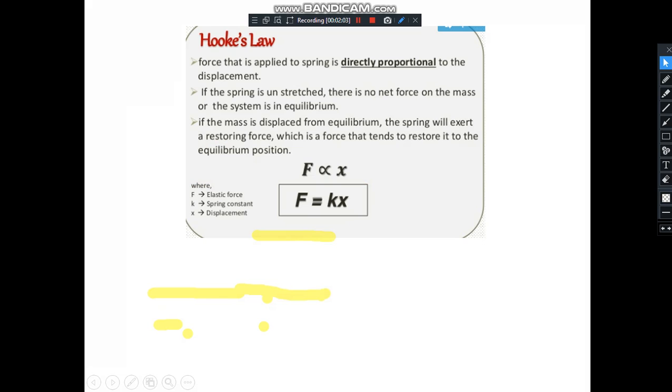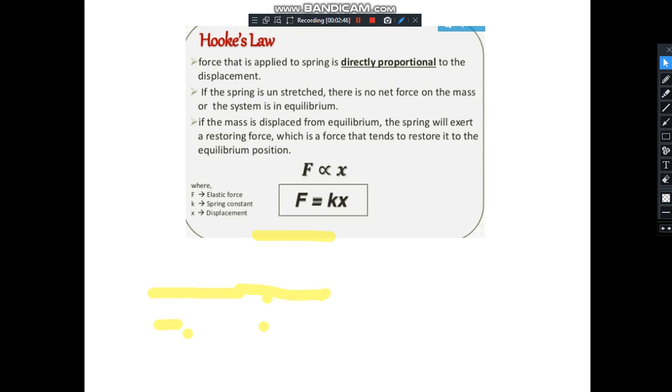Hooke's law. Hooke's law also helps us to understand the motion produced in a spring attached to a mass. The force applied to a spring is directly proportional to the displacement. Means as we apply the force on a spring, displacement is produced in the spring. If the spring is unstressed, there is no net force on the mass, or the system is in equilibrium. If the mass is displaced from the equilibrium, the spring will exert a restoring force, which is a force that tends to restore it to the equilibrium position.